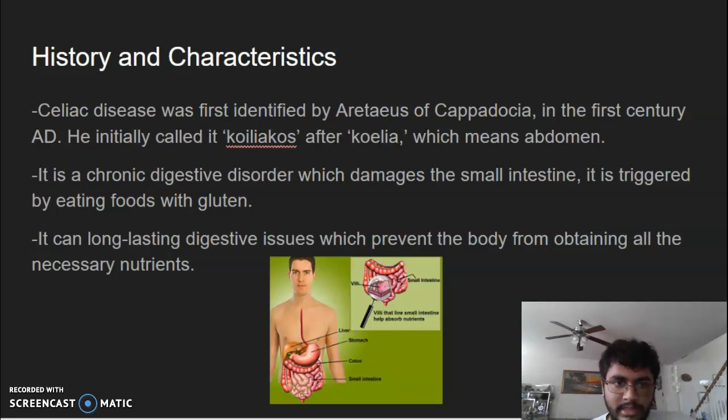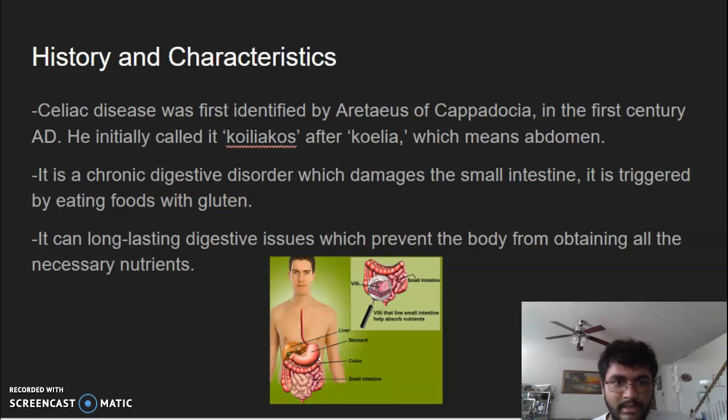Now, celiac disease is a chronic digestive disorder. Basically, you have it throughout your whole life, which damages the small intestine. This is triggered by eating foods that contain gluten. Normally, it's mostly in kids, but you can actually get it later on in your life too.